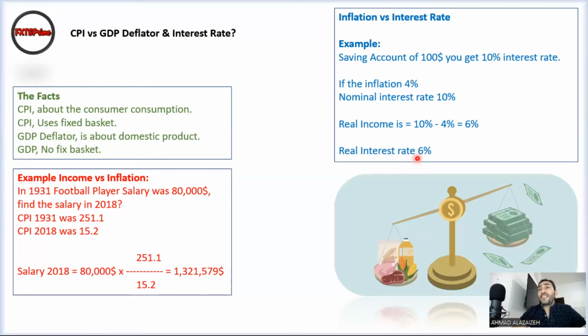So the real interest rate will be 6% when you have a nominal interest rate of 10% and an inflation rate of 4%. And your money is your purchasing power. So if inflation goes up, your purchasing power will reduce. If inflation goes down, your purchasing power will increase.